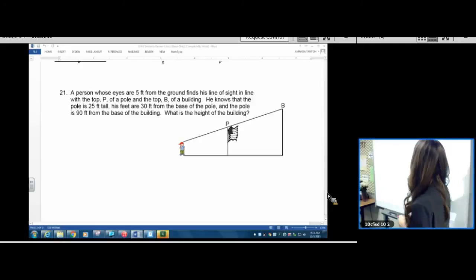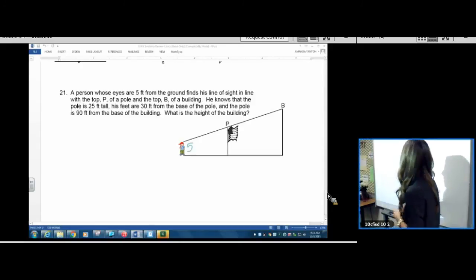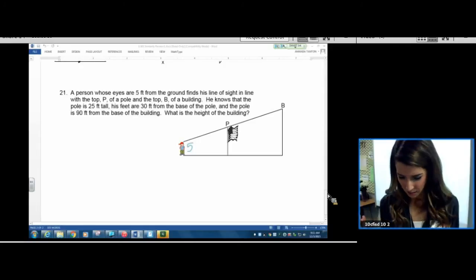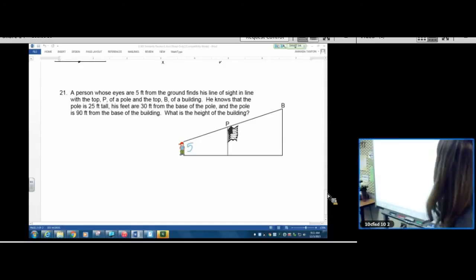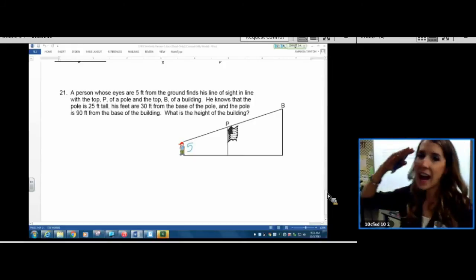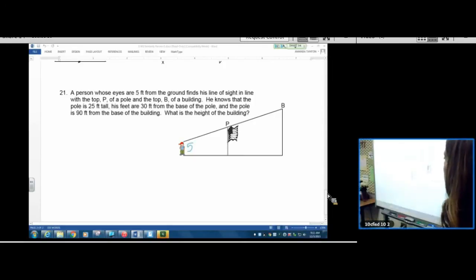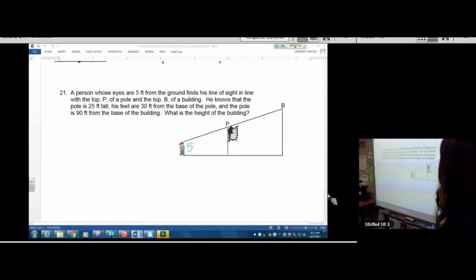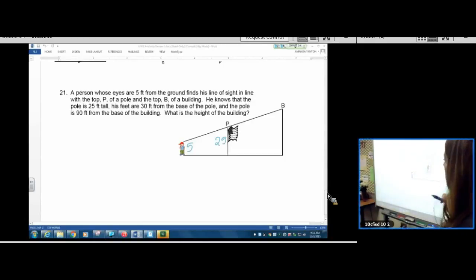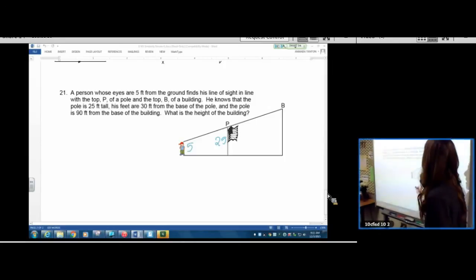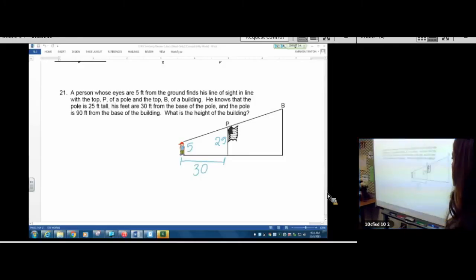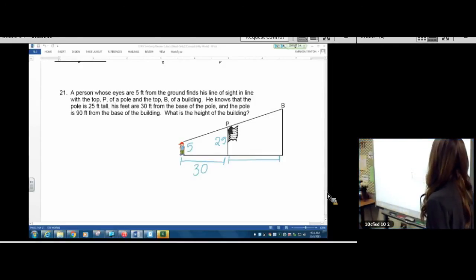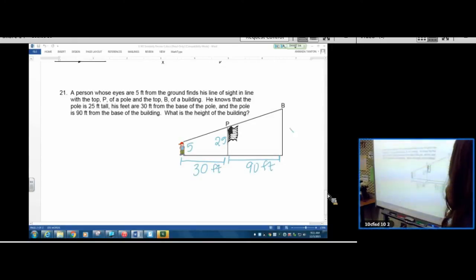We know a person whose eyes are 5 feet from the ground. So we know this guy who honestly looks like he's picking his nose. It's kind of weird. Anyways, maybe he's just doing this. This guy's eyes are 5 feet off the ground, and he's looking up to the top of a pole, and his line of sight also goes to the top of the building. Somehow he knows that the pole is 25 feet tall. His feet are 30 feet from the base of the pole, and the pole is 90 feet from the base of the building. These are all feet. What is the height of the building?